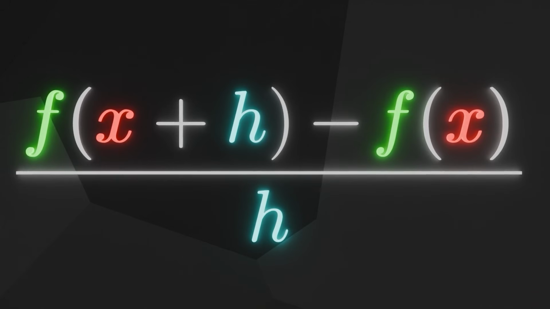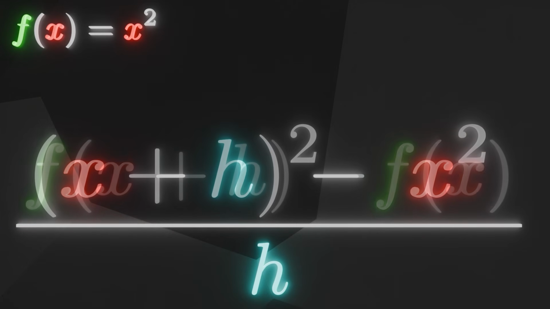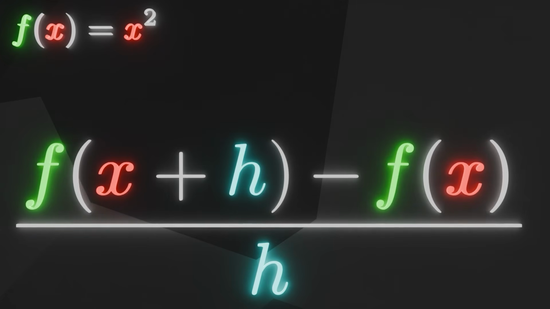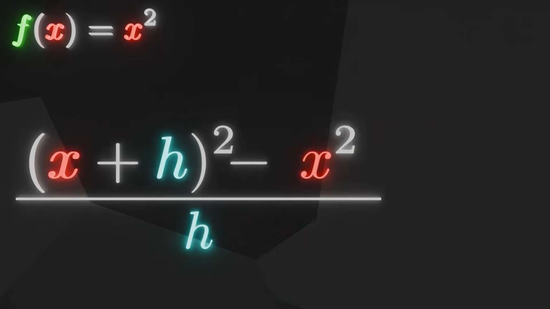Well, let's get a tad more specific. Let's say that our function is equal to x squared. In that case, we can replace f of x with x squared, and f of x plus h with x plus h squared. I will switch between them for a second to make sure you understand how they are both equivalent, and with that in mind, we can solve it.